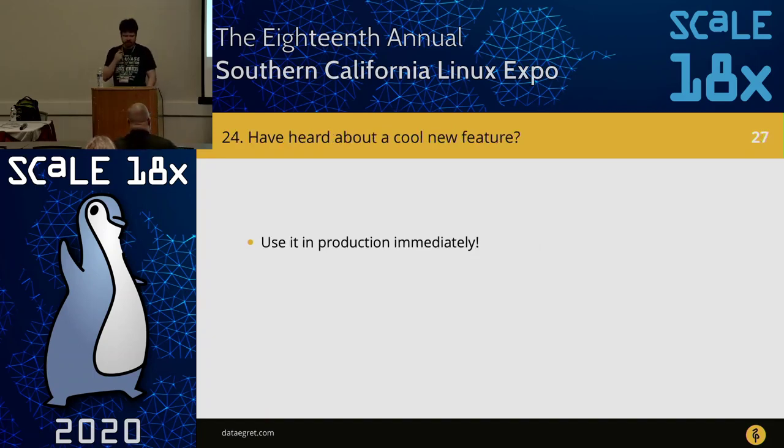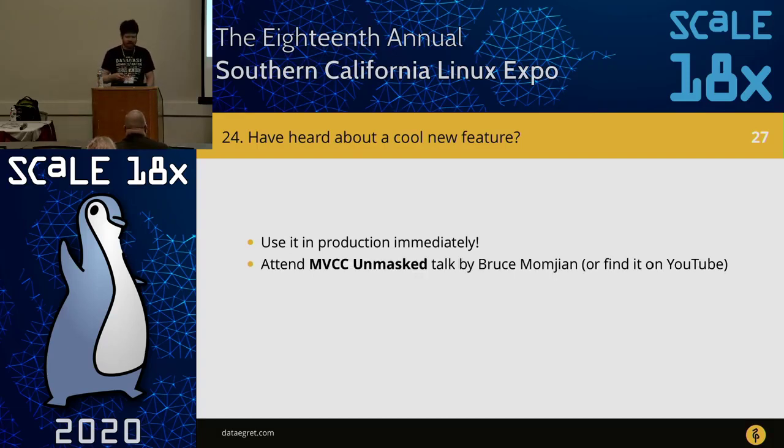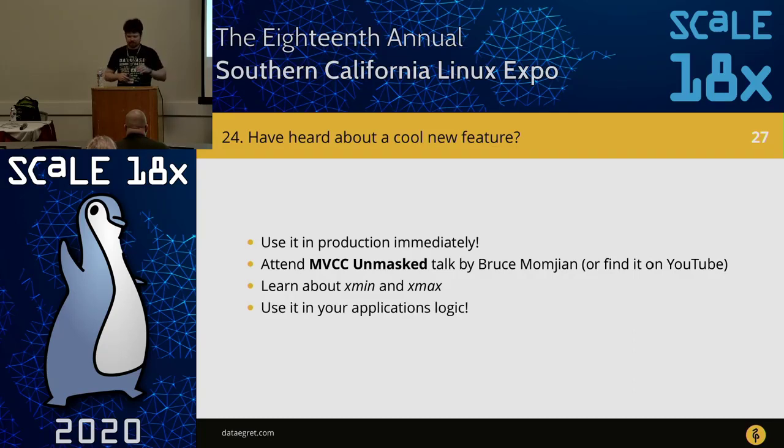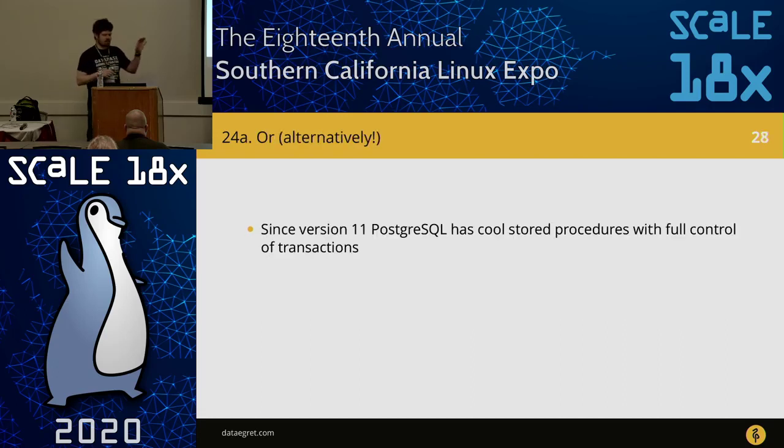If you have heard about a new cool feature, use it in production immediately. You see, it's a good approach. Attend the MVCC Unmarked talk by Bruce Momjian and find it on YouTube. He explains quite well lots of internals of how the MVCC concurrency control model works in Postgres. Looks very complicated, very mathematical, cool feature. Learn about xmin and xmax. You can do that simply: run a select query from any table in your Postgres and add columns xmin and xmax, there would be figures there, probably. So you can learn what it is as homework and use that in your application logic immediately. Nothing can go wrong, just do that.